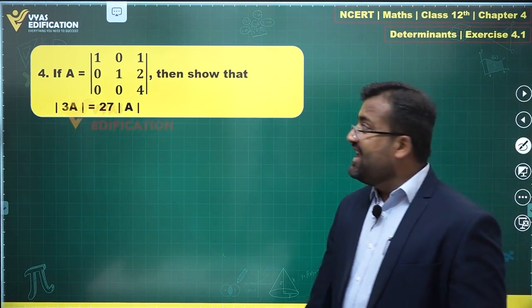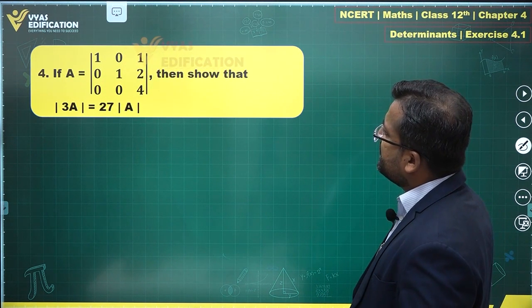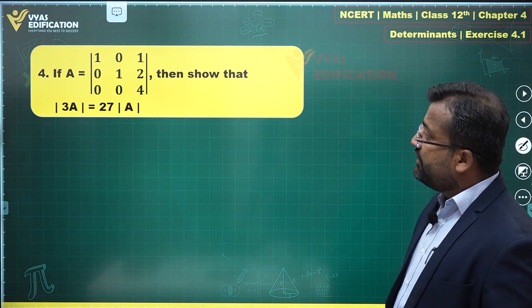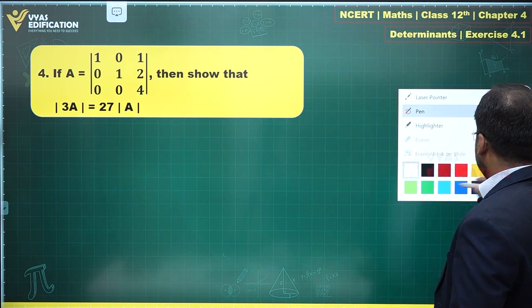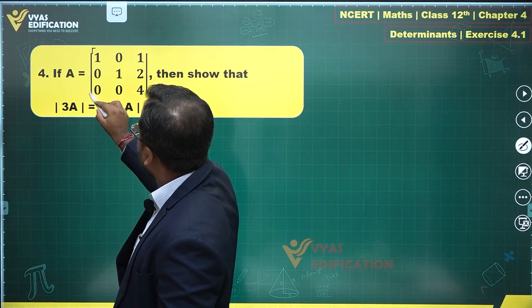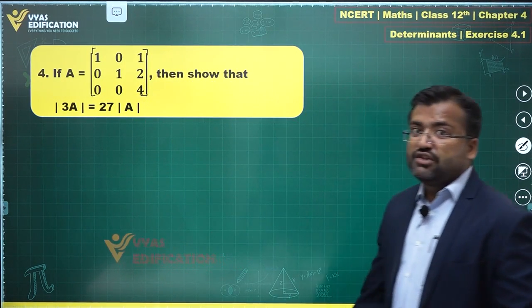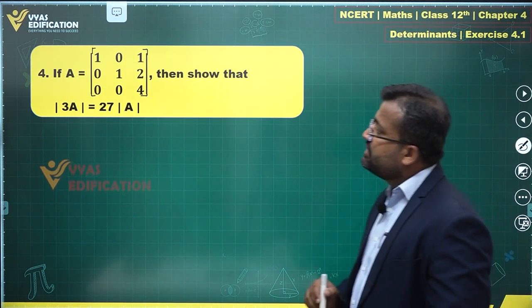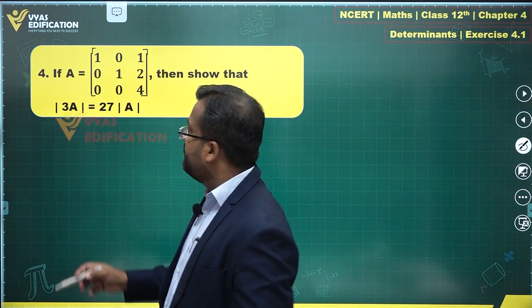The next question says, if A equals this matrix, then show that the determinant of 3 times A is equal to 27 times determinant of A. Once again, there should be a matrix over here. If A is equal to this matrix, then show that this is the case. Okay, so for that, I'll require 2 things. I'm already given A. Can I find 3A with the help of this?